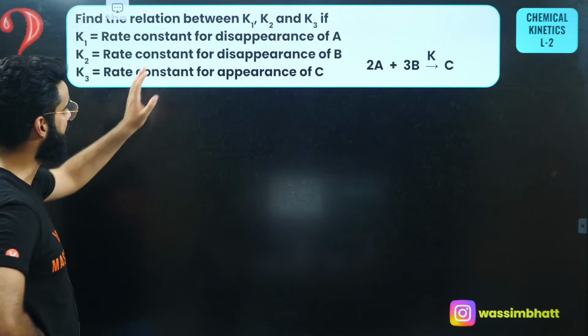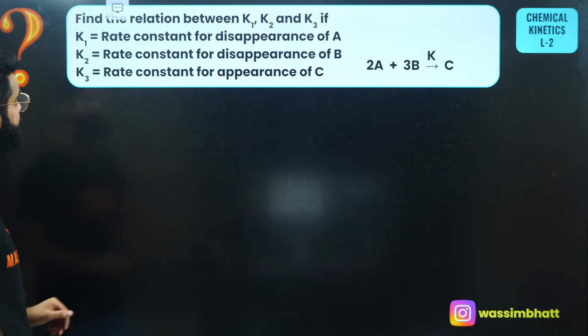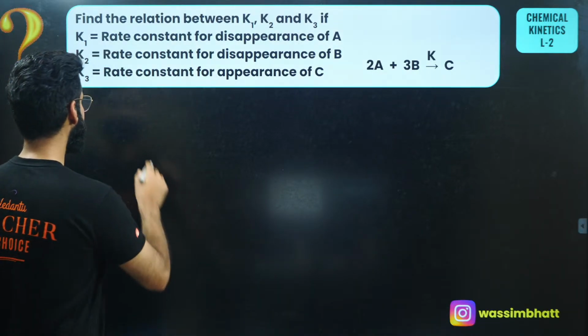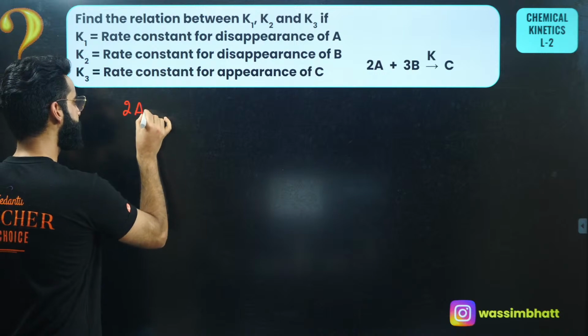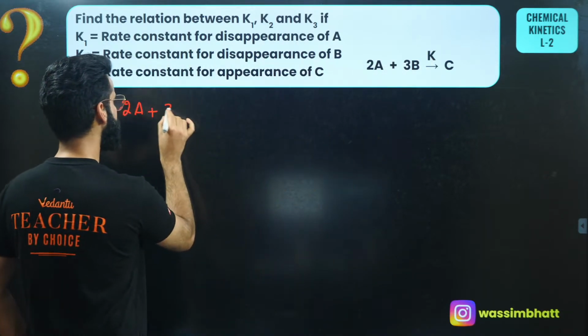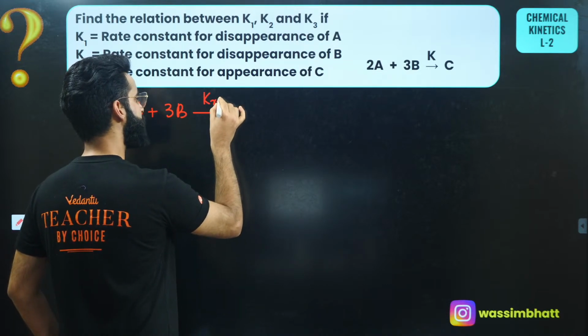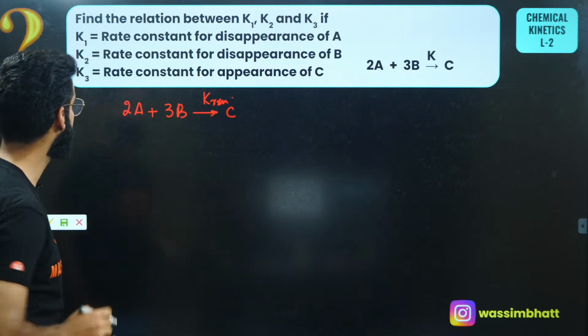Because there's a reason for that. This is the simplest question which I want you guys to do right now. The question says, I'm given the reaction 2A plus 3B gives C. 2A plus 3B gives C. The rate constant of the reaction I'm representing by K, okay?